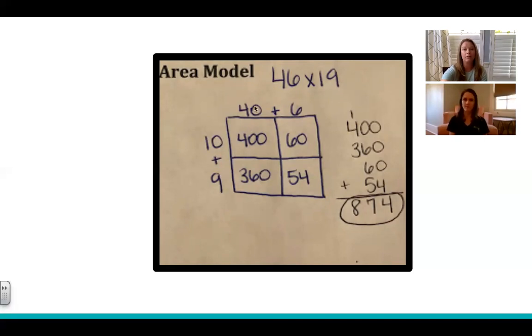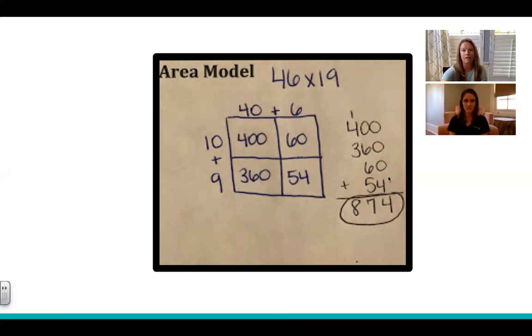So this first box would be 10 times 40. So 4 times 1 gives me the 4, and then I have 2 zeros that I put at the end. For the box over here, I do 10 times 6, which is 60. Down here, I'm doing 9 times 40. 9 times 4 is 36, and then I need to add my 0. And then the last box is my basic fact, 9 times 6, which is 54.